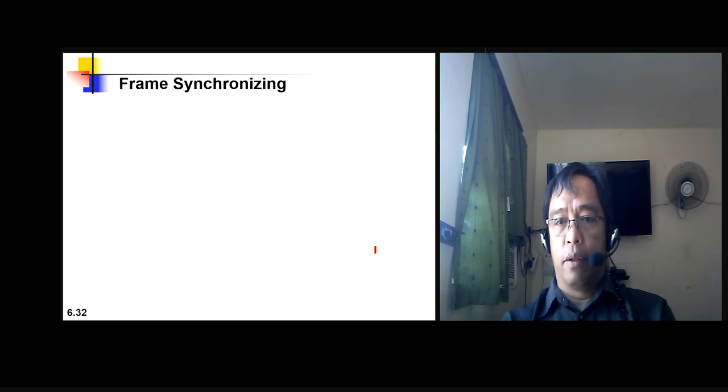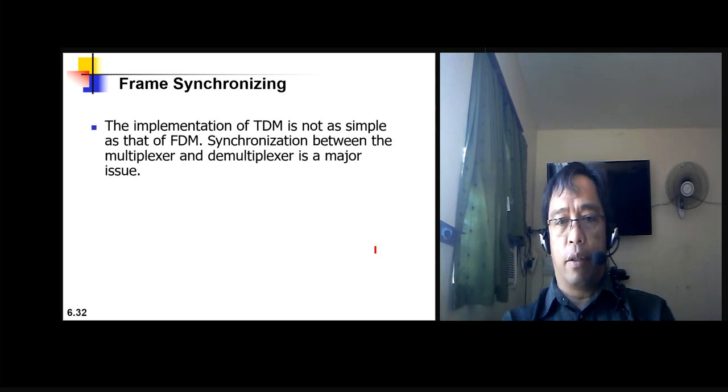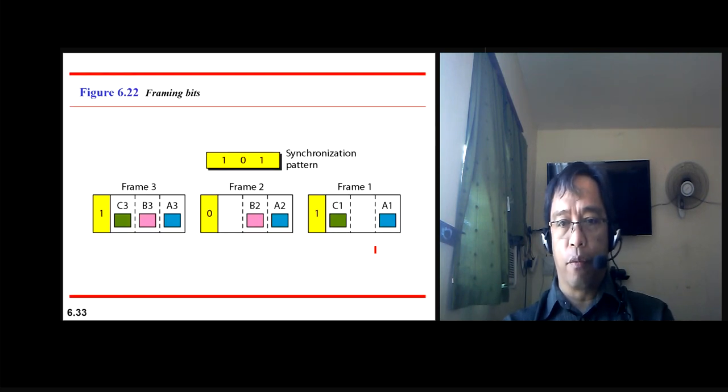Frame synchronizing. The implementation of TDM is not as simple as FDM. Synchronization between the multiplexer and the demultiplexer is a major issue. In most cases, this synchronization information consists of 1 bit per frame, alternating between 0 and 1 as shown in figure 6.22. If the multiplexer and the demultiplexer are not synchronized, a bit belonging to one channel may be received by the wrong channel. For this reason, one or more synchronization bits are usually added to the beginning of each frame. These bits, called framing bits, follow a pattern from frame to frame that allows the multiplexer to synchronize with the incoming stream so that it can separate the time slots accurately.